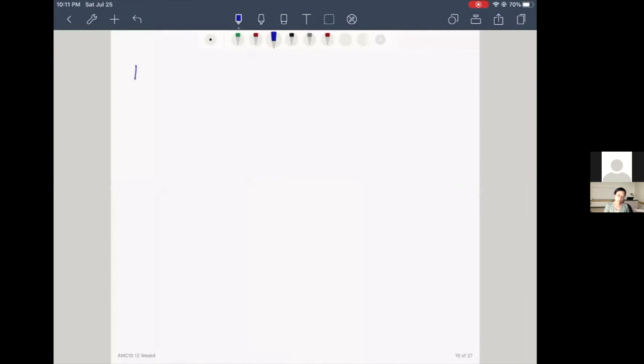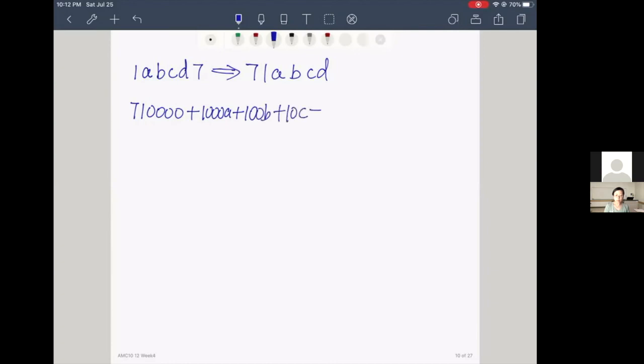The old number is 1, A, B, C, D, 7. And the new number is 7, 1, A, B, C, D. 5 times means 7, 1, and 4 zeros plus 1008 plus 100 times B plus 10 times C plus D. This equals 5 times 100000 plus 5408, and 5000 B, 500 C, 50 D.